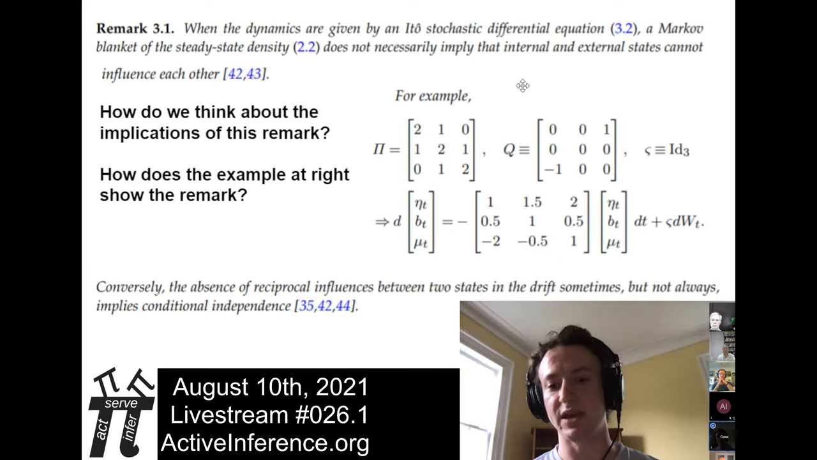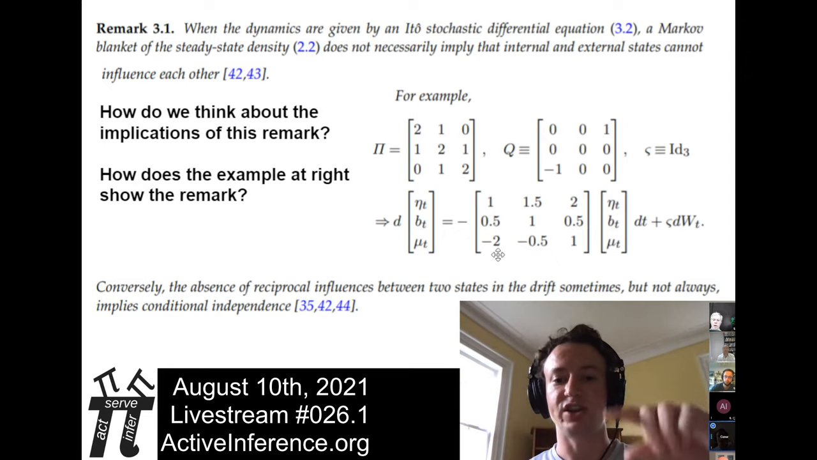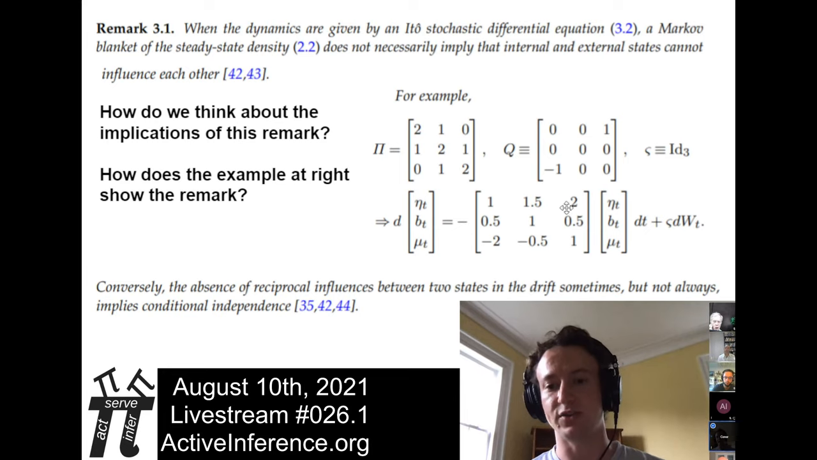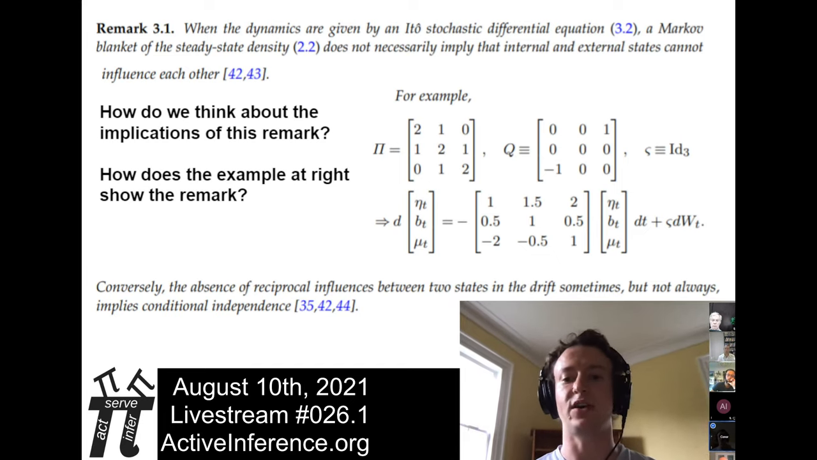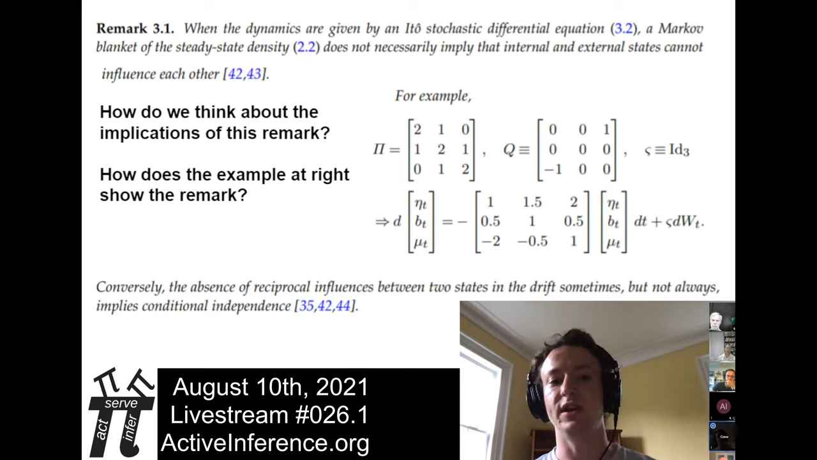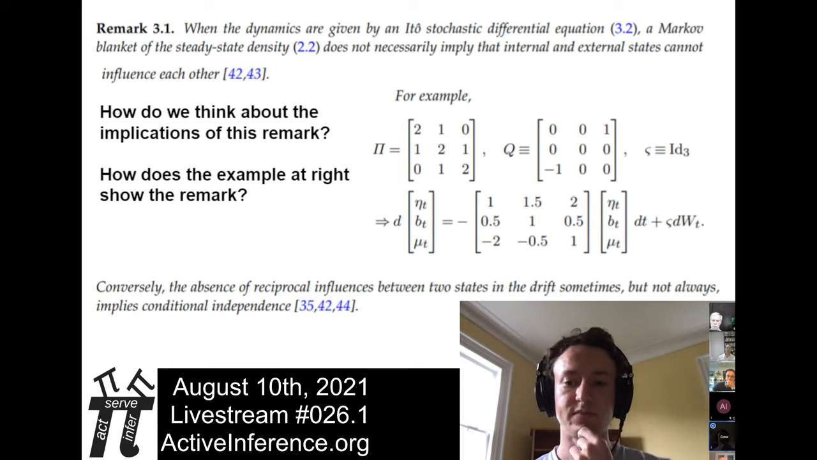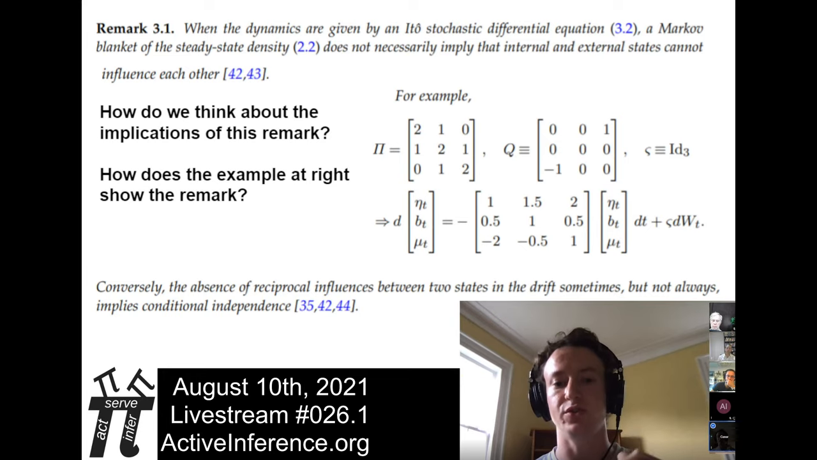And it goes further than that. If you actually looked at the drift matrix, which is the second equation here, you can see from the presence of elements in the 1,3 and 3,1 elements of that second equation, that big thing that's like 1, 1.5, 2, there's actually a direct influence of internal states on external states, in the sense that the motion of external states is directly influenced by internal states. So if you were to integrate that stochastic differential equation, there would be a causal connection going from internal to external. But nevertheless, because of the way that the stationary covariance is designed, when you take its inverse, internal is still conditionally independent of external.